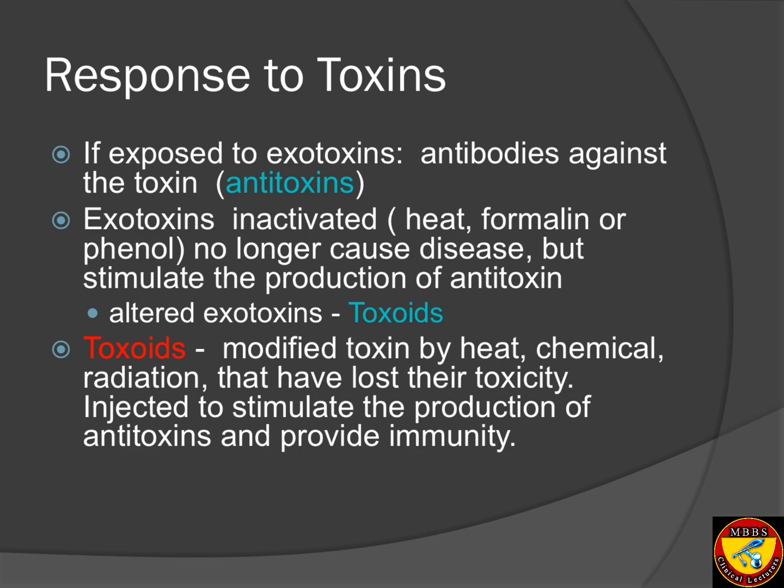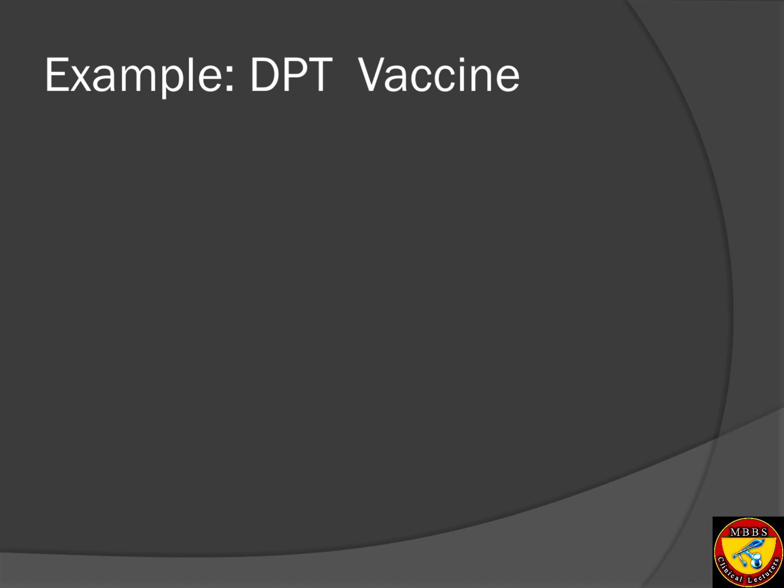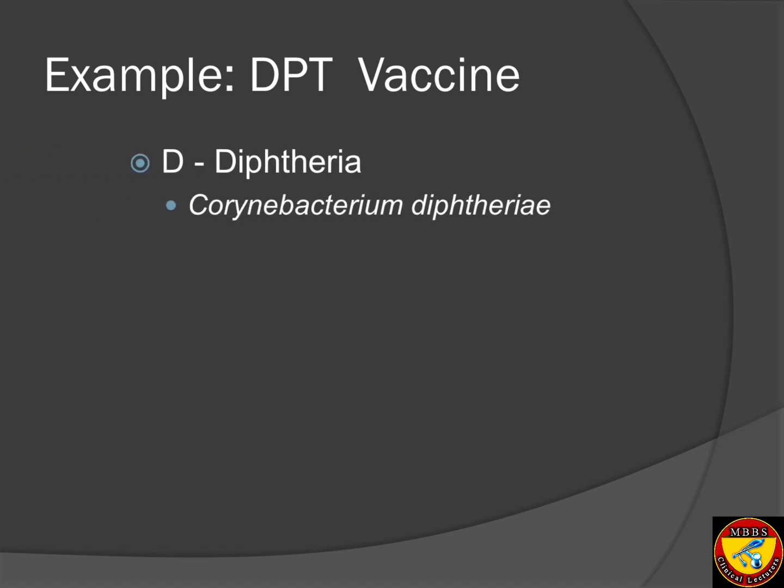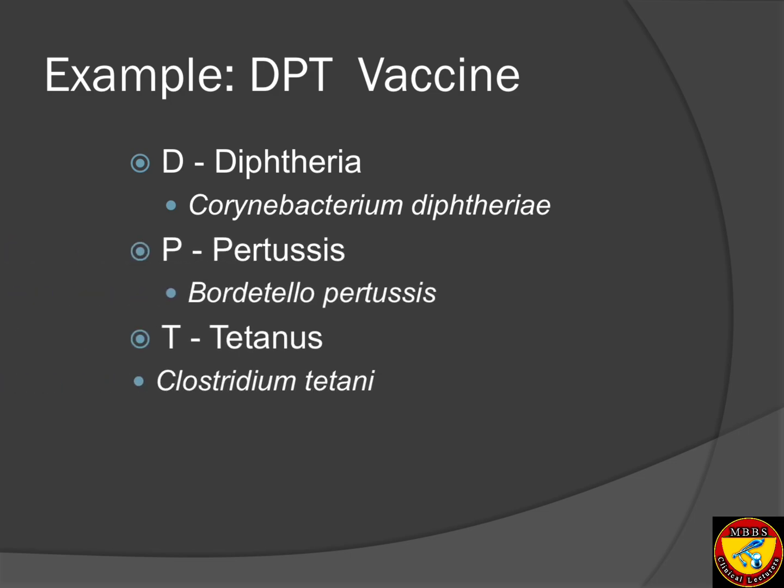Toxoids are toxins modified by heat, chemicals or radiation that have lost their toxicity, and they are injected as vaccines to stimulate the production of antitoxins and produce immunity. An example is the DPT vaccine, which is the diphtheria, pertussis, tetanus vaccine, given in childhood vaccination, and it provides protection against Corynebacterium diphtheriae, Bordetella pertussis, and Clostridium tetani. And these three are toxoids.